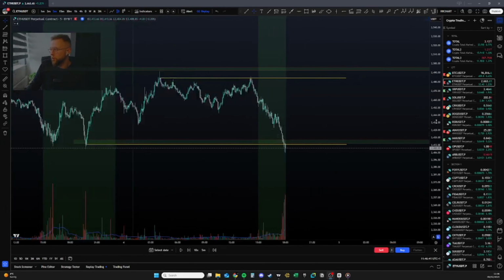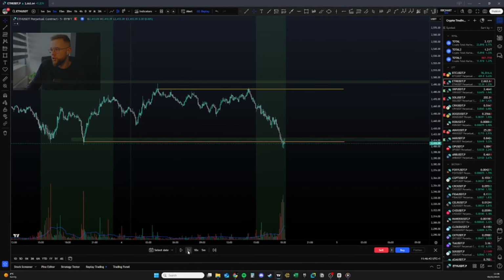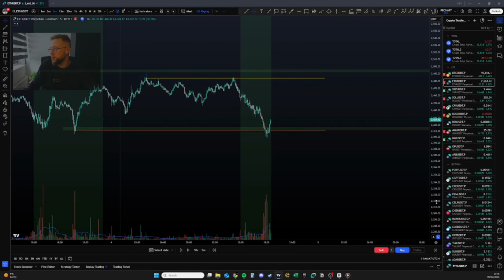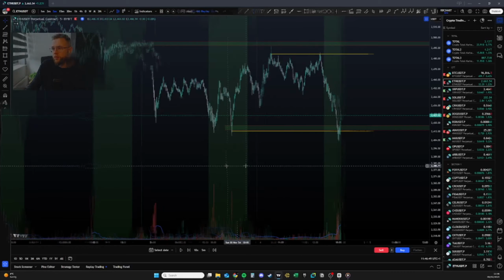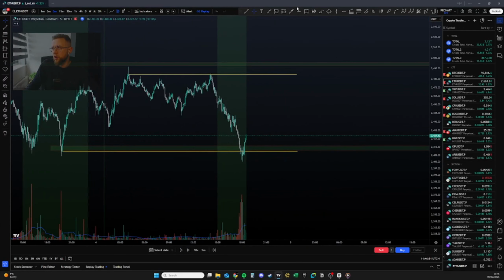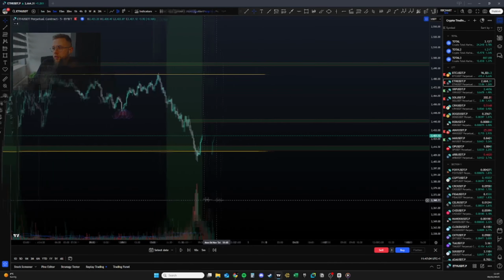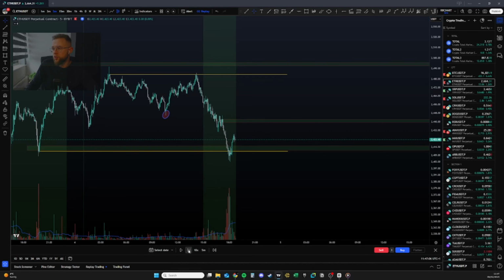Okay, we can now move forward. We can check what's happening now. It tests again the order block and support. I really like how this one looks, this small liquidity peak. Also there is an order block here. Yeah, let's see what price is doing now.